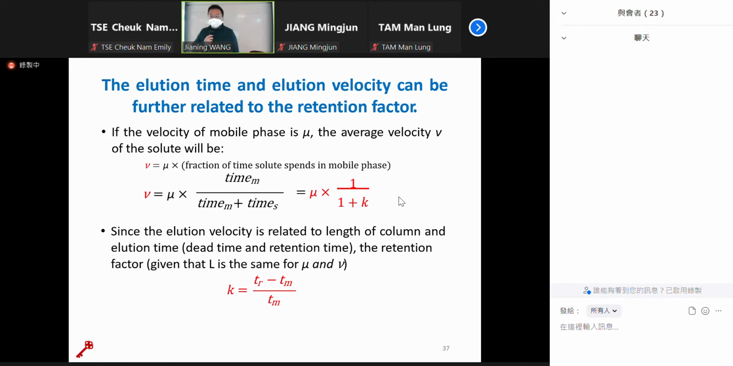So here, when we get this relationship, we found the retention factor can be represented using just time: retention time minus the unretained time, over the unretained time. So we cannot measure the capital K, the distribution coefficient, directly, but we can measure this one directly from the spectrum.